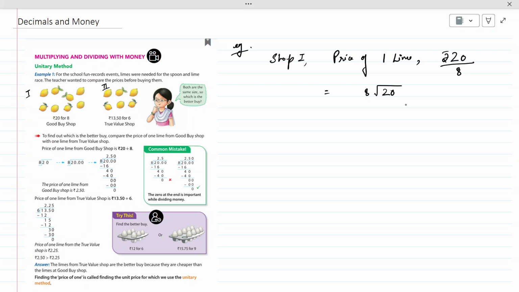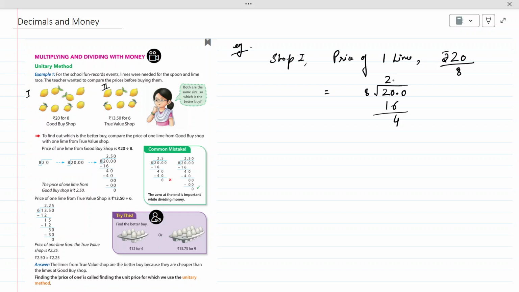When we divide 20 by 8, 8 into 2 is 16, and now we are left with 4. Now if we have to find the exact amount here, because we are going to compare the prices, we are going to take the help of a decimal. So we put a decimal here, and after the decimal we can write any number of zeros as required. We can do this because it is not going to change the value.